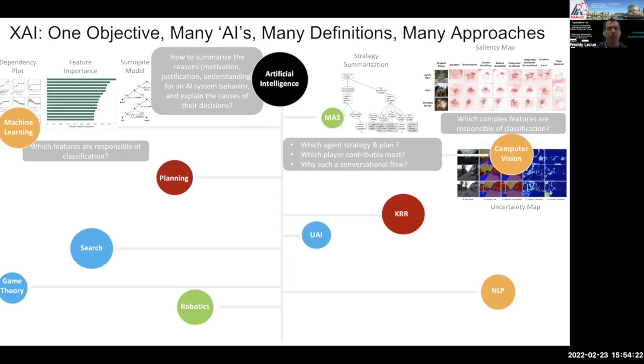What's the strategy? Because in the end you have agents with conflicting goals, and when you get this equilibrium, you try to understand why you ended up with it. That's multi-agent systems, and people have been working on that for years. In planning, it's the same. You try to reach an objective. You have a set of actions.